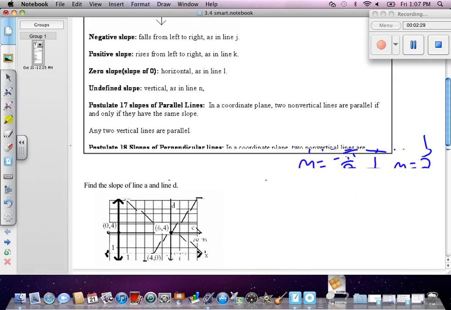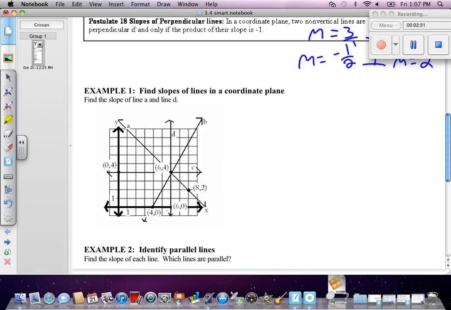Let's look at example 1. We're going to find these slopes and be able to tell if they're parallel, perpendicular, or neither. I'm going to use two lines. Do you guys remember this? To find the slope, you do y2 minus y1 over x2 minus x1. Okay, so I'm going to look at A.